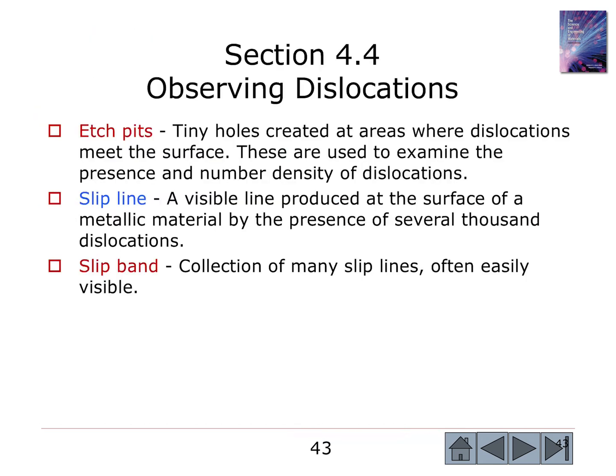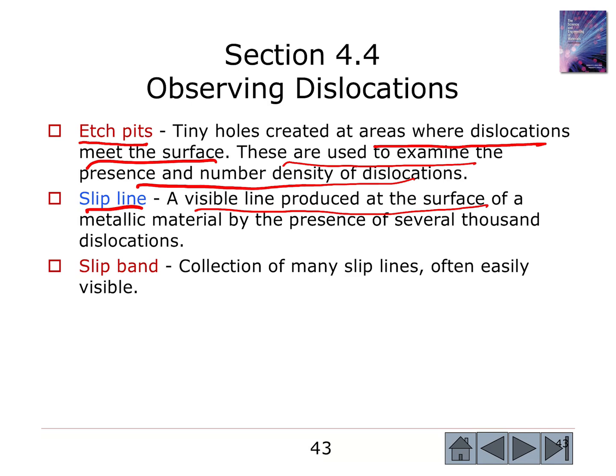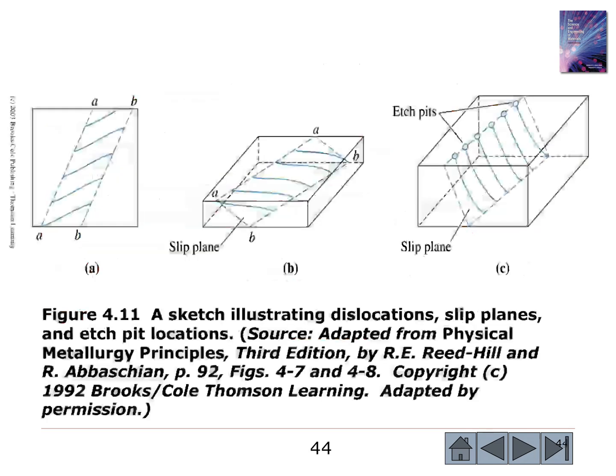Okay, observing dislocation: you can observe it under the microscope. If you see etch pits, tiny holes created at areas where dislocations meet the surface, these are used to examine the presence and density of dislocations. Slip line: a visible line produced at the surface of a metallic material by the presence of several thousand dislocations. Slip band: a collection of many slip lines, often easily visible.